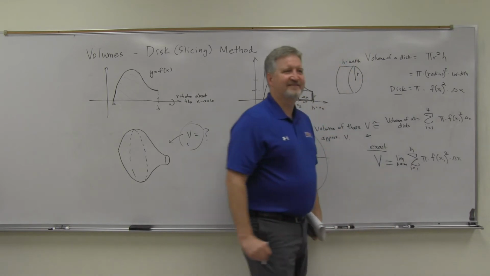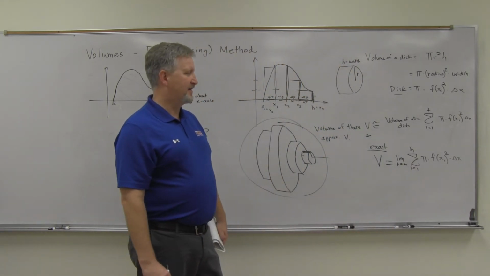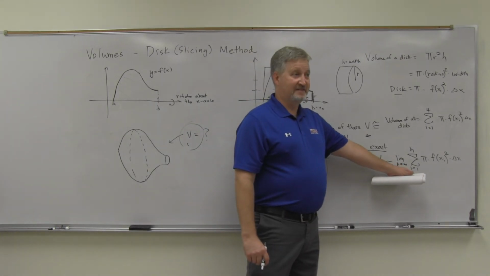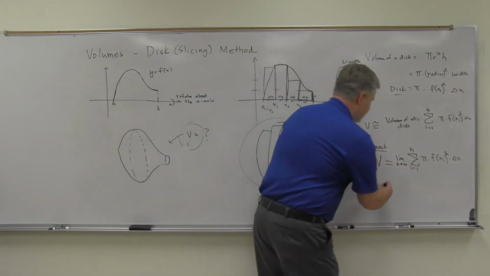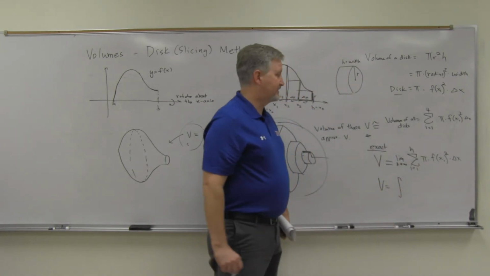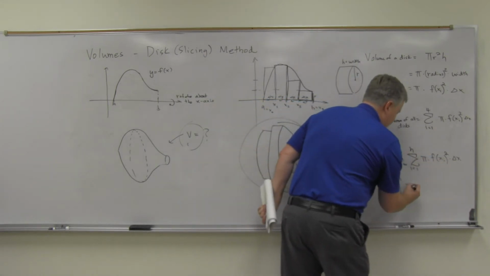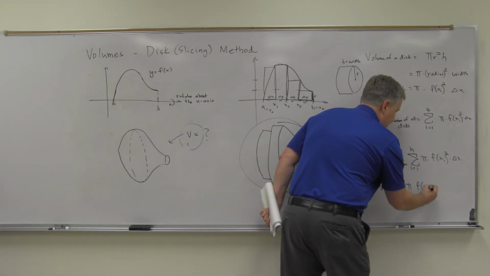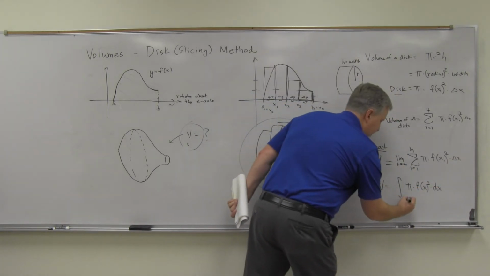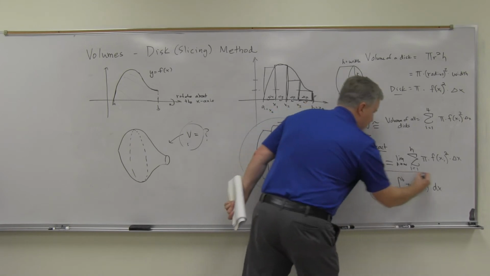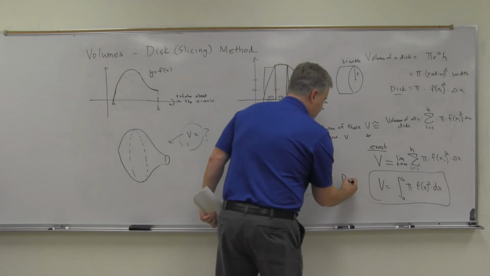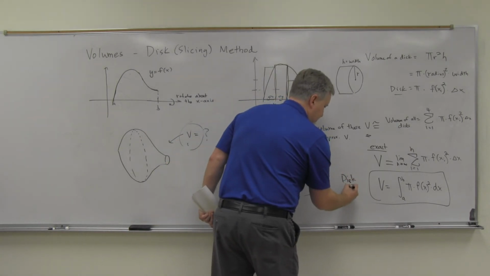What does that remind you of? The limit as n goes to infinity of this Riemann sum stuff. It's an integral, isn't it? This is an integral. So the volume is, this is kind of the definition of the integral: pi times f of x squared, delta x becomes dx, and then I'm going from a to b. That's the disk method right there. It's called the disk method because it's generated by using disks.